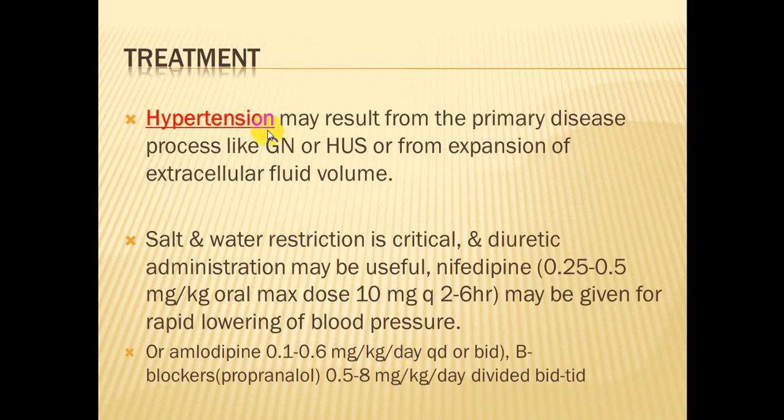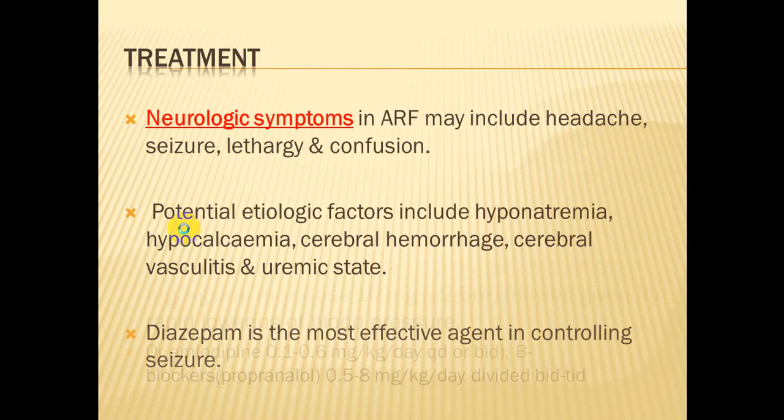Hypertension and blood pressure monitoring is very important, especially when the primary disease process is something like glomerulonephritis or HUS. So salt and water restriction is critical. Diuretic administration may be useful, or use nifedipine in a dose of 0.25 to 0.5 for lowering the blood pressure. Other drugs we can use, like amlodipine or a beta blocker, can be used in the management of hypertension.